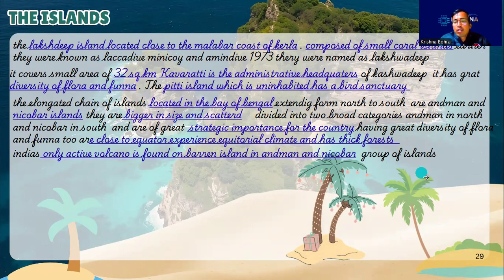Lakshadweep literally means group of 1 lakh islands, but actually there are not 1 lakh islands. It covers a small area of 32 km square. Kavaratti is the administrative headquarters, and Lakshadweep has a great diversity of flora and fauna. Pitti Island, which is uninhabited, has a bird sanctuary. An elongated chain of islands located in the Bay of Bengal, extending from north to south, are the Andaman and Nicobar Islands. They are bigger in size, but they are scattered.